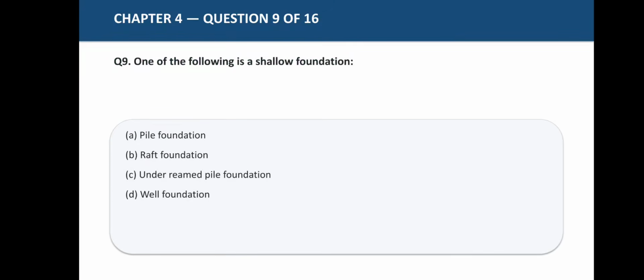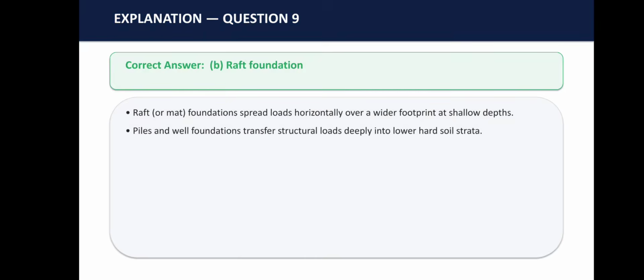Question 9. Which one of the following is considered a shallow foundation? Option A. Pile foundation. Option B. Raft foundation. Option C. Under-reamed pile foundation. Option D. Well foundation. The correct answer is option B. Raft foundation. Explanation. Raft or mat foundations spread structural loads horizontally over a wider area at shallow depths, whereas pile and well foundations transfer loads deeply into lower hard soil strata.